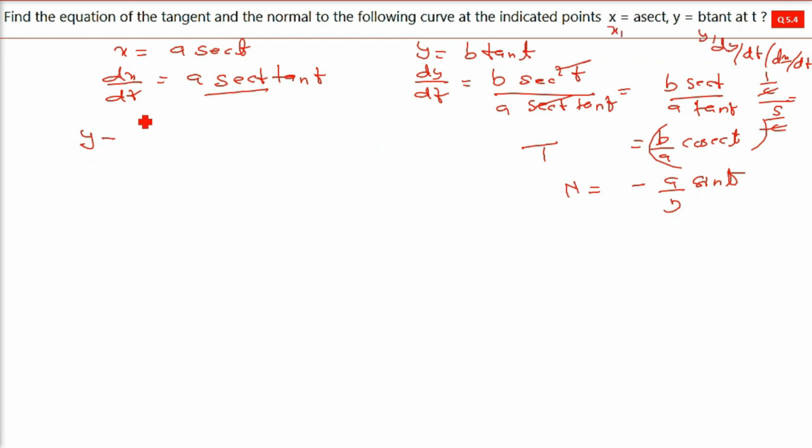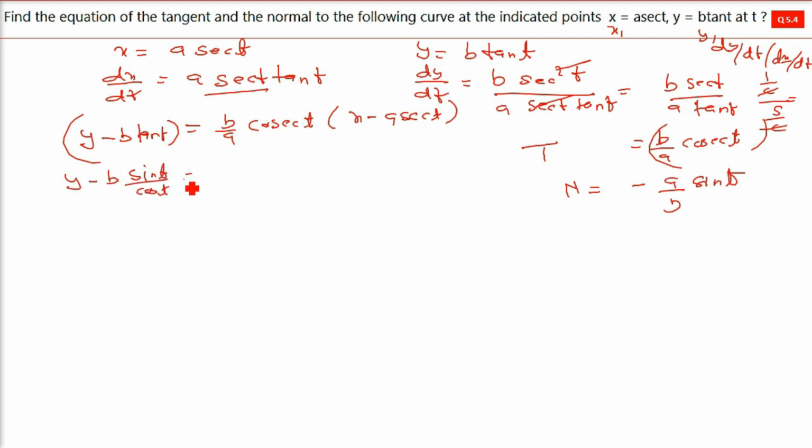So we have y minus y1 equals m times x minus x1. So we have y as b tan t, m is b by a cosec t, and this is x minus a sec t. So we will solve it, and as I said, the normal equation is simply the same. In place of b by a cosec t, you have to replace it by negative a by b sin t. Okay, right? So we have y minus b sin t divided by cos t equals b by a times 1 by sin t and x minus a sec t. I am writing tan t as sin t by cos t, cosec as 1 by sin and sec t as 1 by cos t.